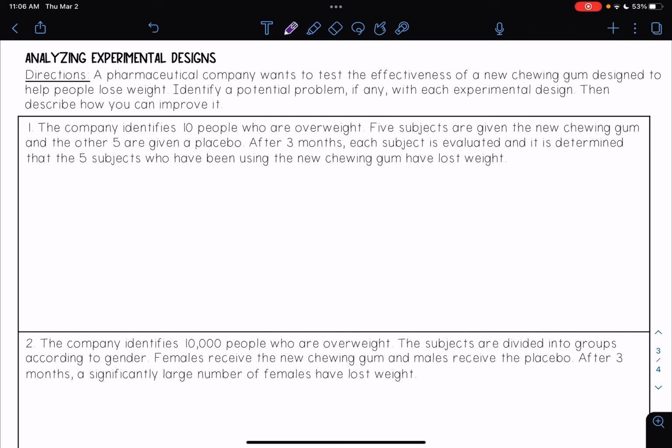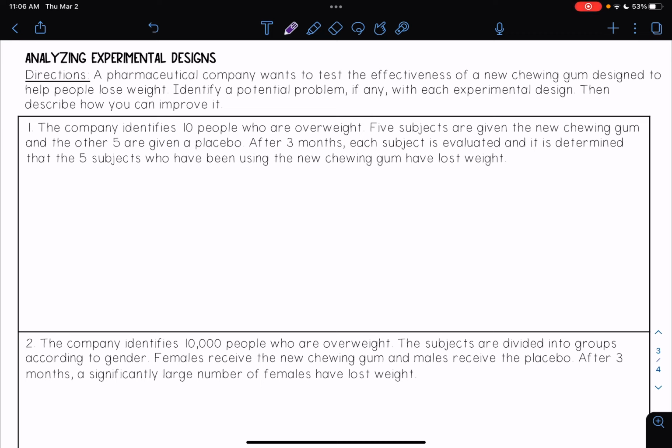A pharmaceutical company wants to test the effectiveness of a new chewing gum designed to help people lose weight. Identify the potential problem, if any, with each experimental design. Then describe how you can improve it. The first one says the company identifies 10 people who are overweight. 5 subjects are given the new chewing gum and the other 5 are given a placebo.